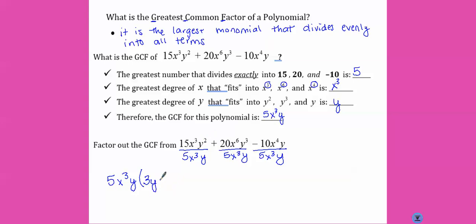20 divided by 5 is 4. We had 6 x's, we took 3 of them out, so x cubed. And we had 3 y's, we took 1 out, so we have y squared. Negative 10 divided by 5 is negative 2. We had 4 x's, we took 3 out, there's 1 left. We had 1 y, we took that y out, so there's no y's left for that term. The way you can check your answer is distribute this back to the 3 terms, and you should end up with our original polynomial.